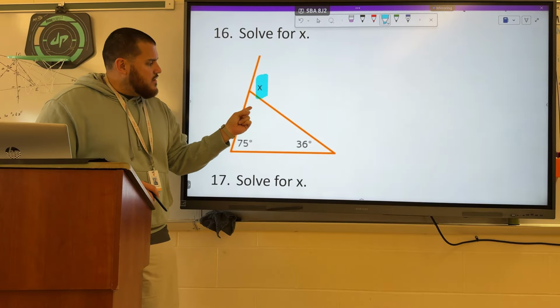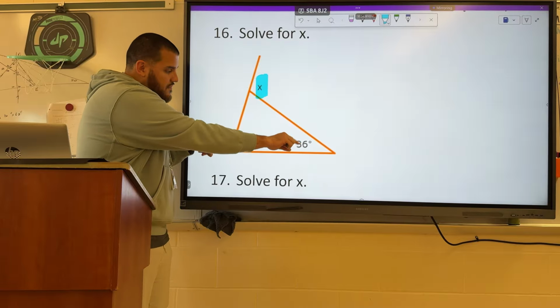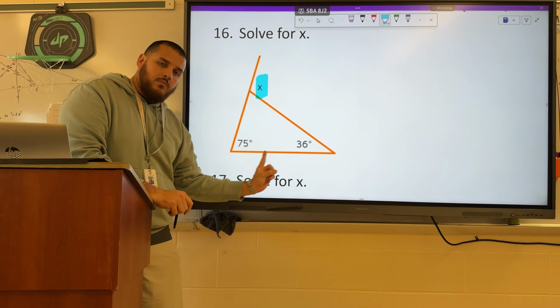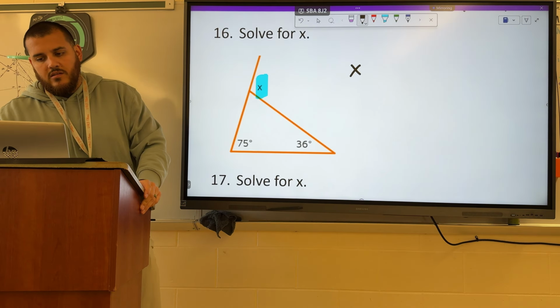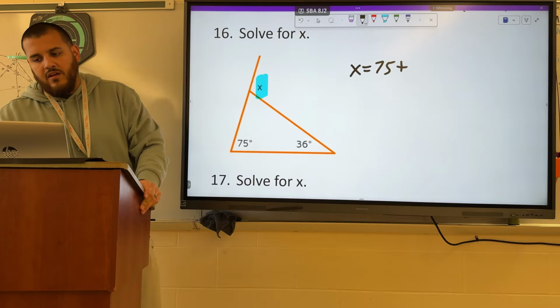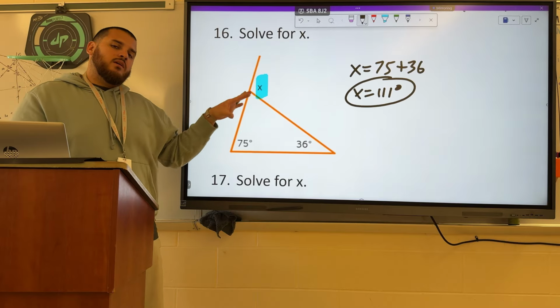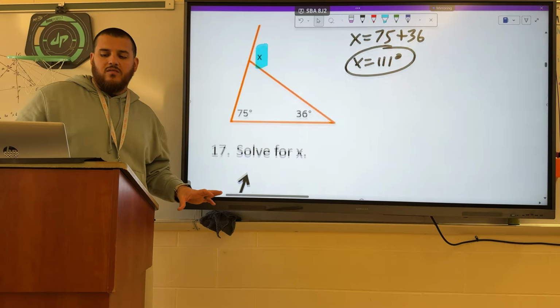So this angle is adjacent to x, it's right next to it. These, though, are non-adjacent. They're far away from that x. And so the rule is that angle equals the sum of these. So x will equal 75 plus 36. We would get 111 degrees in this example. This same idea will apply to our next two examples as we see similar positioning of given angles.